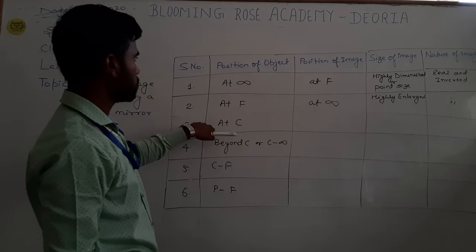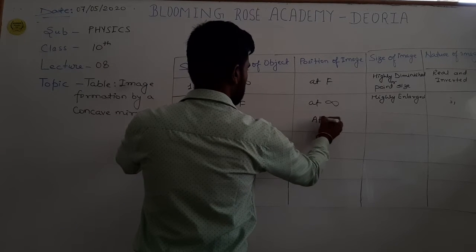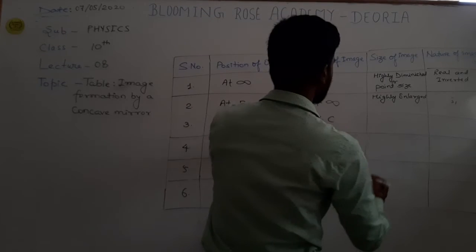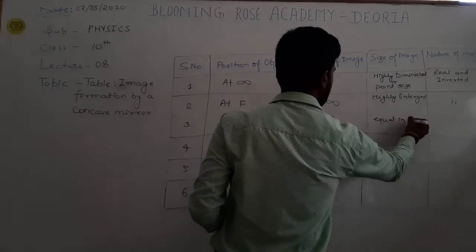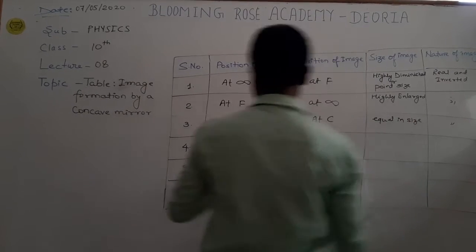Now when we place the object at C, the position of the image is also at C. Here the size of the image is equal to the size of the object, and the nature is real and inverted.